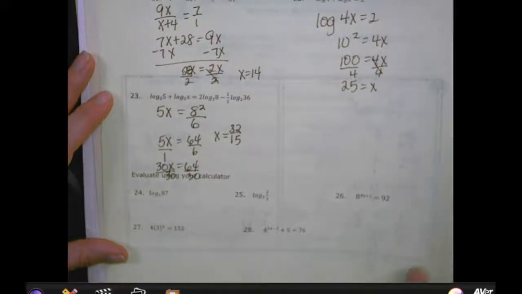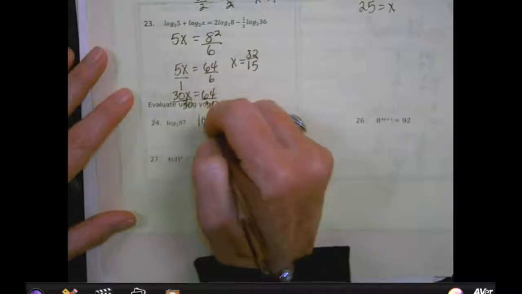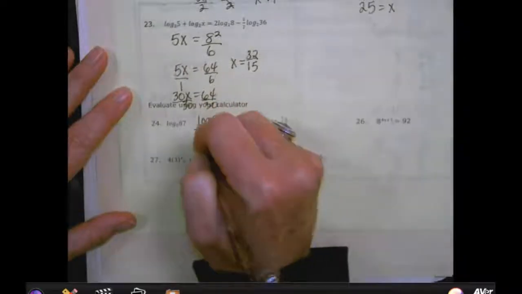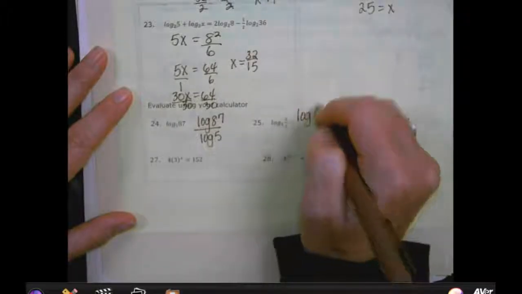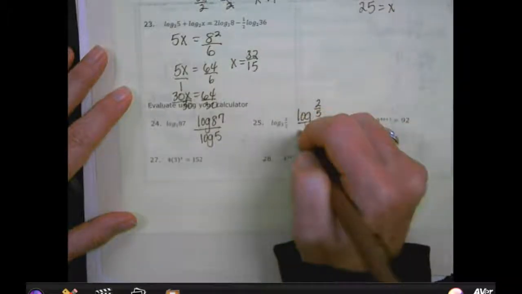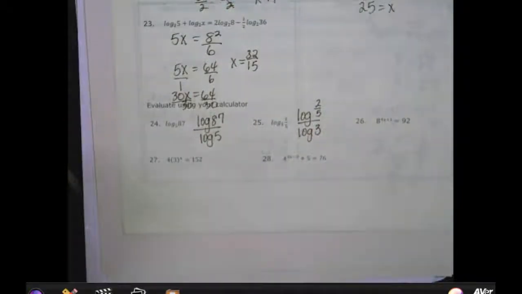Okay, so starting on number 24 and 25, this is where we have to use the change of base. So I'm going to take the log of 87 divided by the log of 5. And this one is the log of 2/5 divided by the log of 3. And you do that on the calculator.